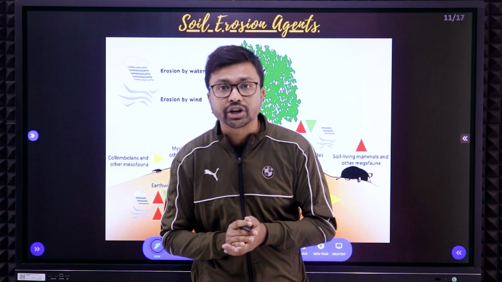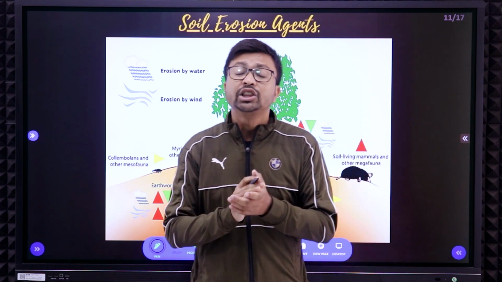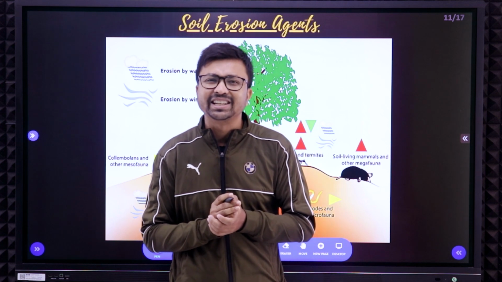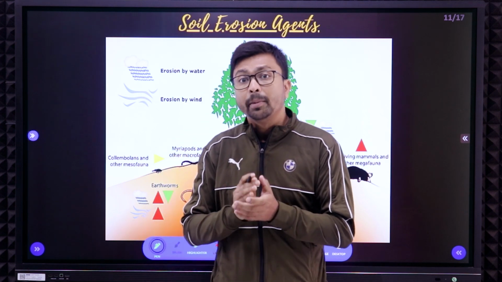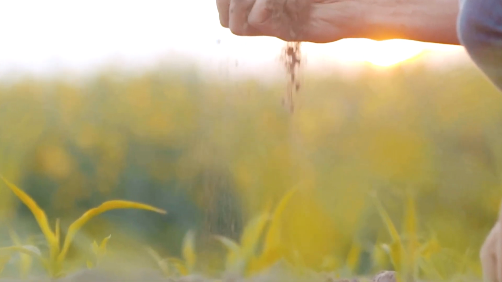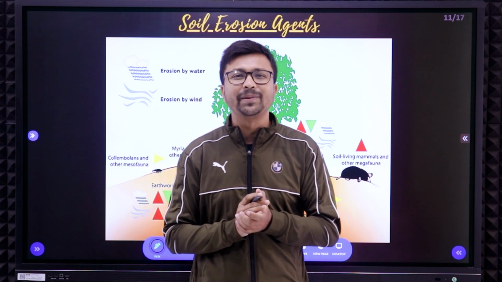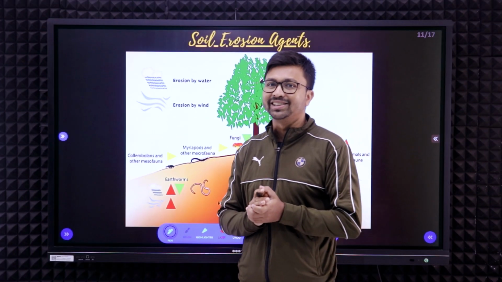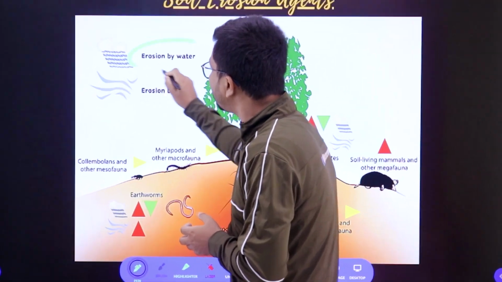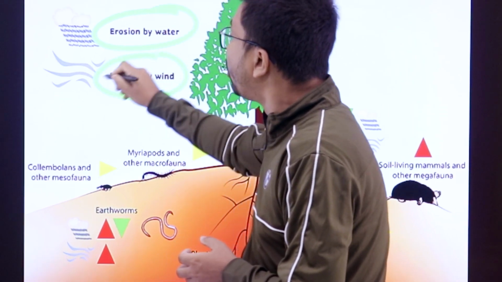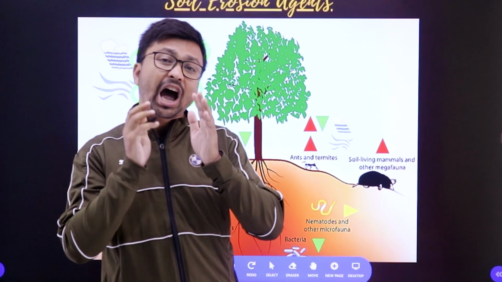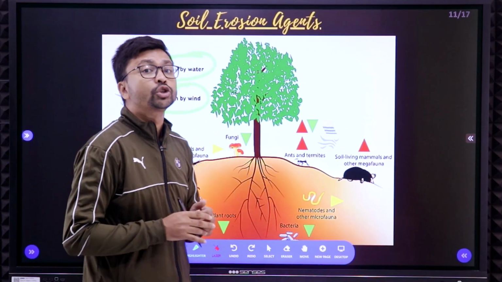So what is soil erosion? Soil erosion is basically the removal of the topmost part of the soil by natural agents. That's called soil erosion. But human activities are also sometimes responsible for soil erosion. So as I said, the natural agents. What are the natural agents? Two main natural agents: erosion by water and erosion by wind. So wind and water, those two agents are mainly responsible for soil erosion.